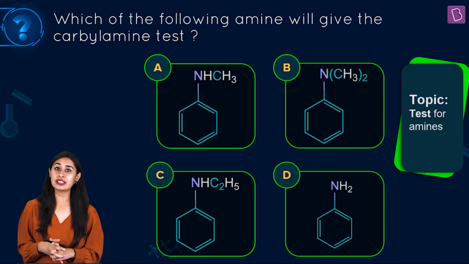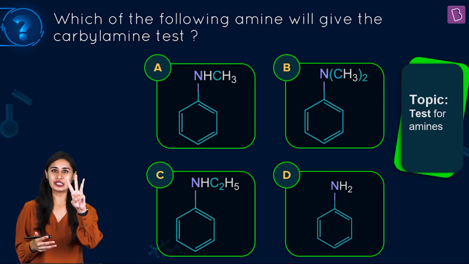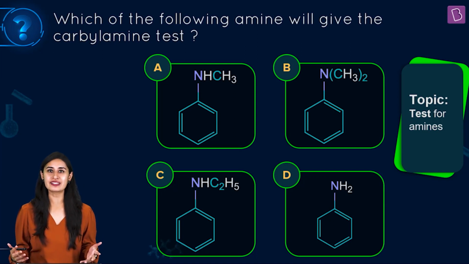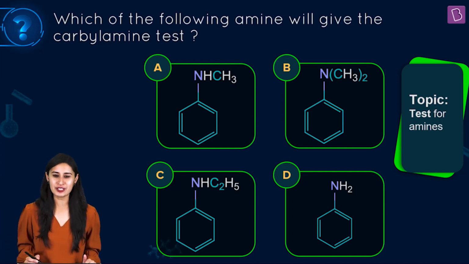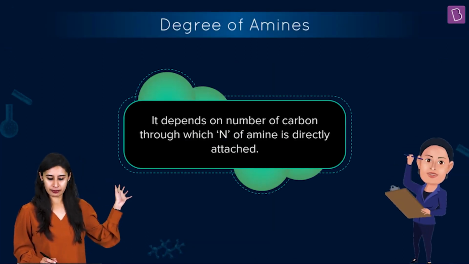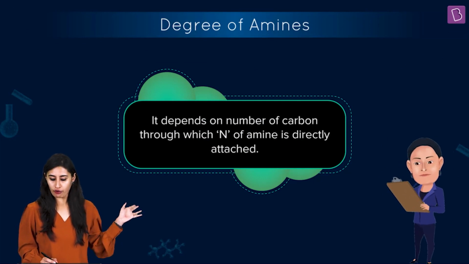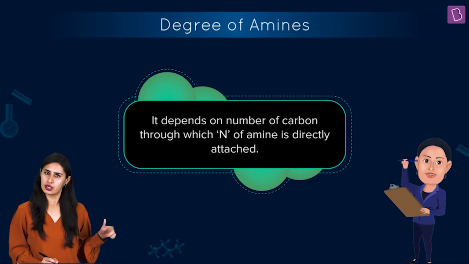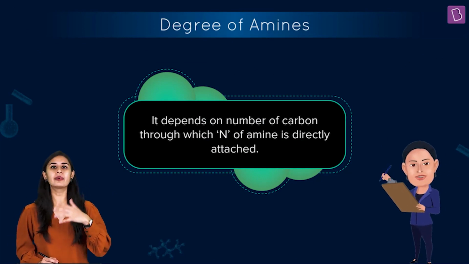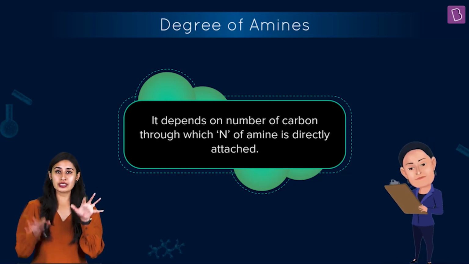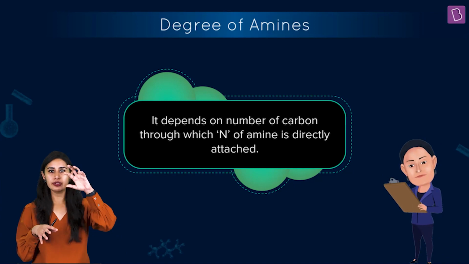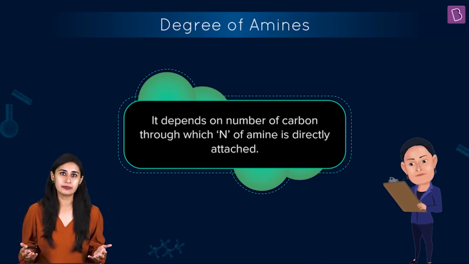And when I say amines, of course, you know the 3 different types of amines. What are those? The degree of amines. Do you remember? Let's take a peep into it. Check it out. So degree of amine depends on the number of carbons to which the nitrogen of the amine is directly attached. If nitrogen is attached to only 1 carbon, it's a 1 degree amine. Nitrogen attached to 2 carbons, it's a 2 degree amine. Nitrogen attached to 3 carbons, it's a 3 degree amine, right?